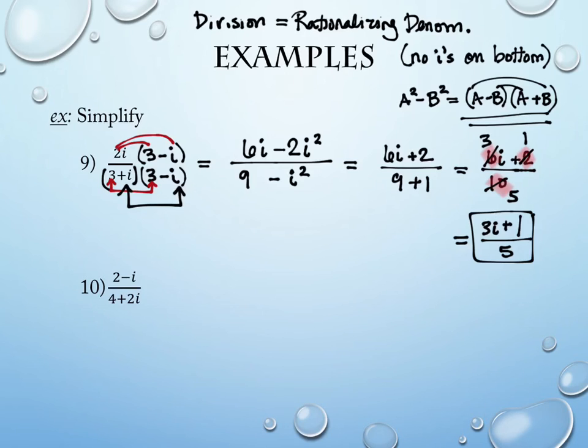So my goal is to get rid of the i in the denominator. How do I do that? Multiply by the opposite of itself. Okay, so what would that be, Gregory? 4 minus 2i. There you go. So it's only the sign in between that's different. So I have 4 minus 2i.